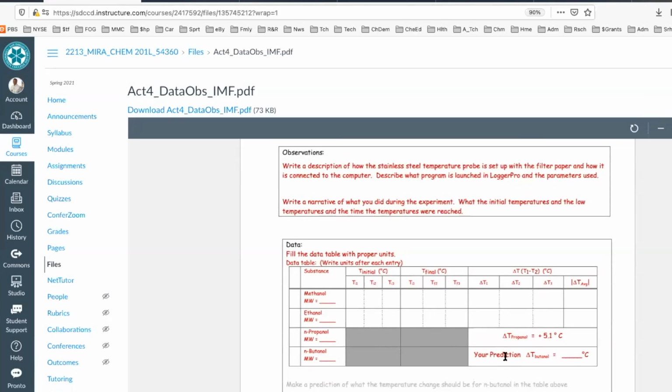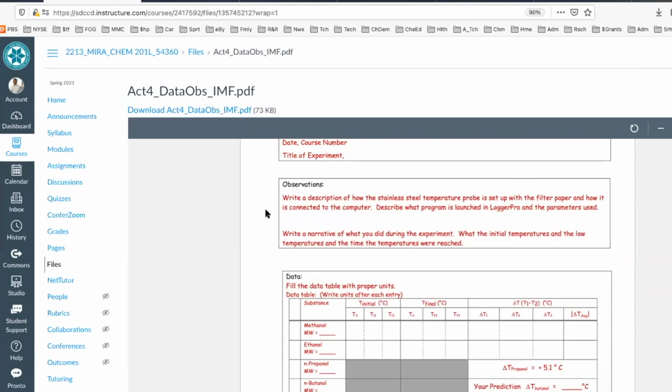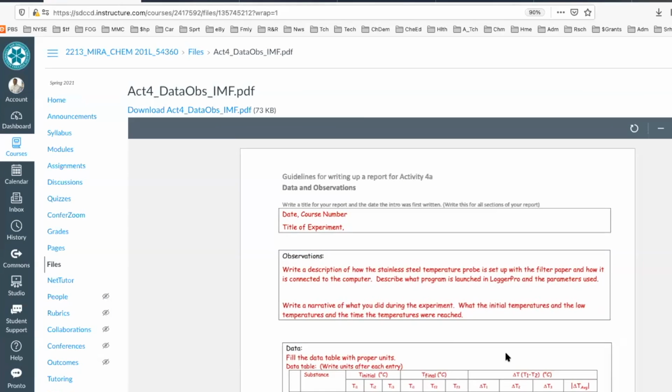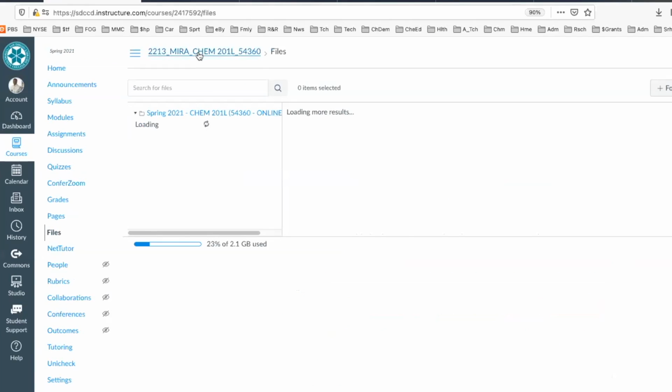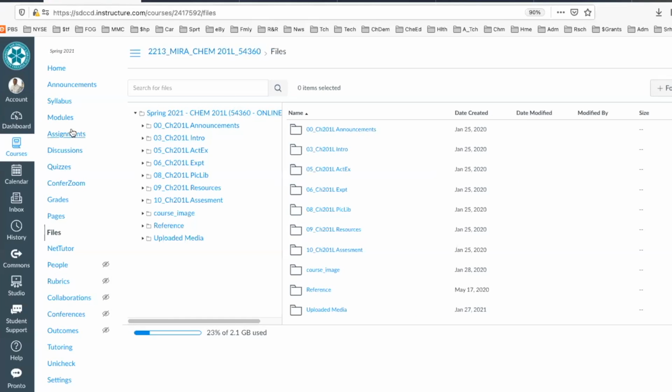Then, based on what you know the molar mass of butanol happens to be, you're going to predict or extrapolate what the delta T for butanol should be. So that's your data. You're just writing in data in here that you are collecting. Okay. So let's get out of here, and then I'll show you the post-lab write-up for this part.